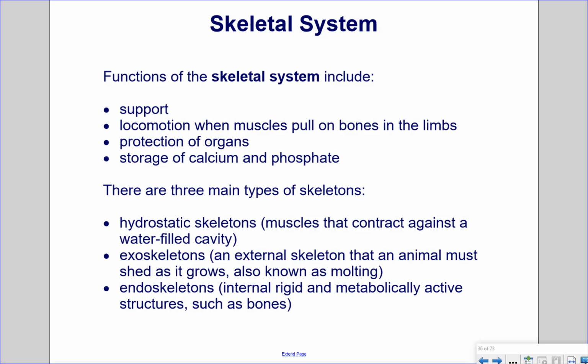Skeletal system. Functions of the skeletal system include support, locomotion when muscles pull on bones in the limbs, protection of organs, and storage of calcium and phosphate. There are three main types of skeletons. Hydrostatic skeletons, muscles that contract against a water-filled cavity. Exoskeletons, an external skeleton that an animal must shed as it grows, also known as molting. And endoskeletons, internal rigid and metabolically active structures such as bone.